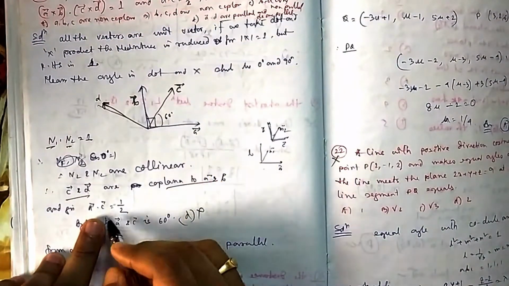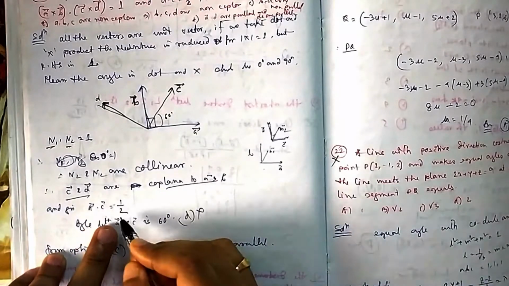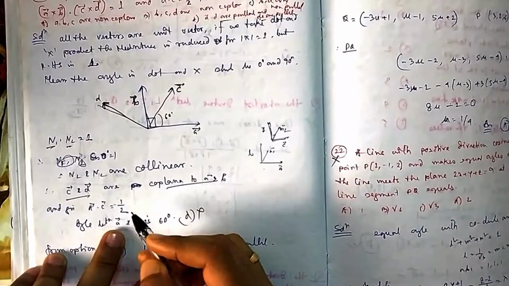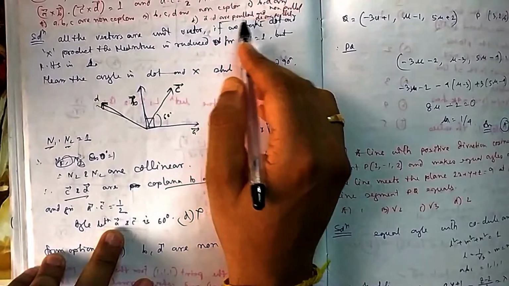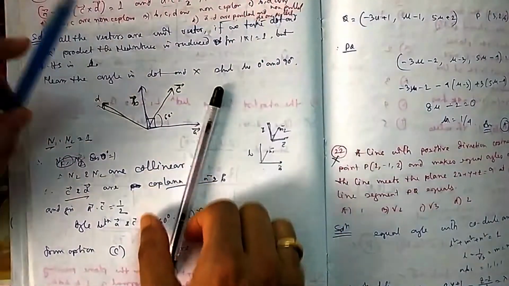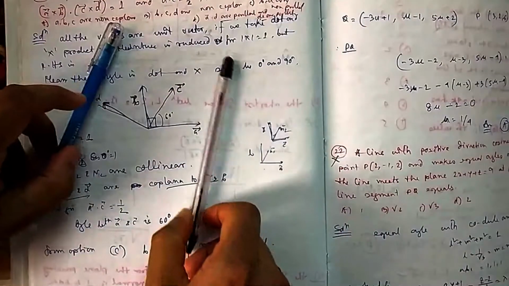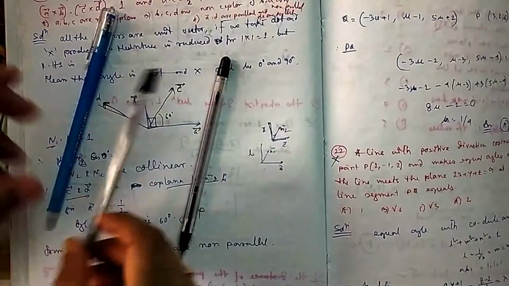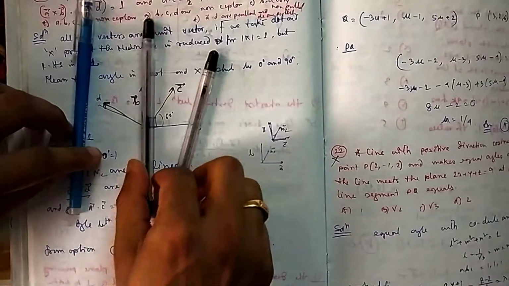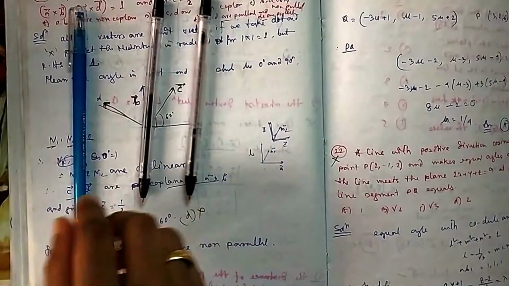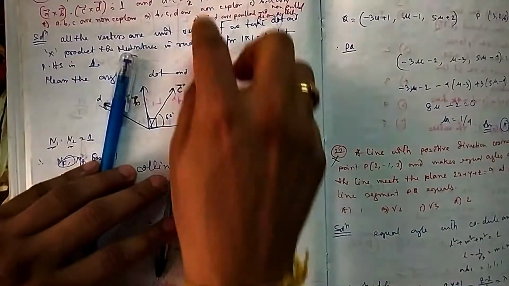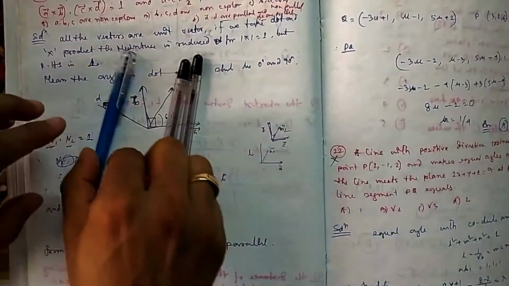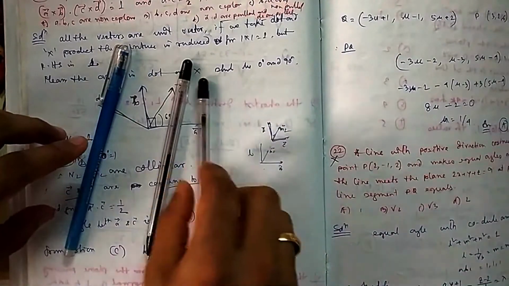And if you find the angle between A and C is half. So A and D are parallel, because you can see they are coplanar. So all are in the same plane. If I say A and D is parallel, in option D you see A and D is parallel and D and C is parallel. So obviously A and C should be parallel.